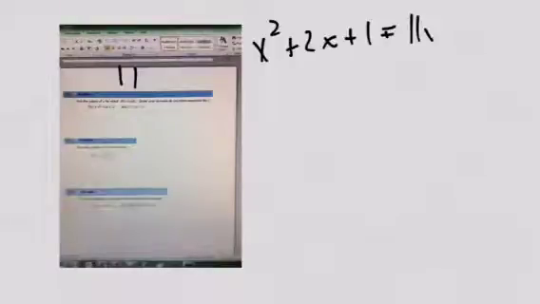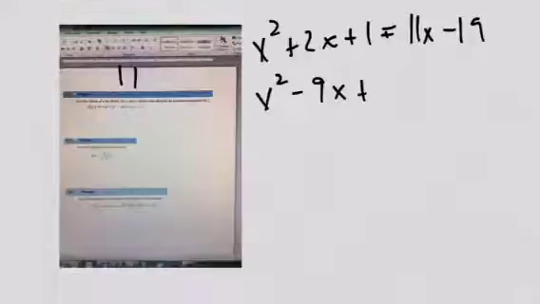So if we're trying to look at f of x and g of x and set those equal to each other, we'd have x squared plus 2x plus 1 equals 11x minus 19. We want to get all of our x's on one side. We want to set one side equal to 0. And so let's move the 11x over. So I'd have x squared minus 9x, add the 19 over, plus 20 equals 0.